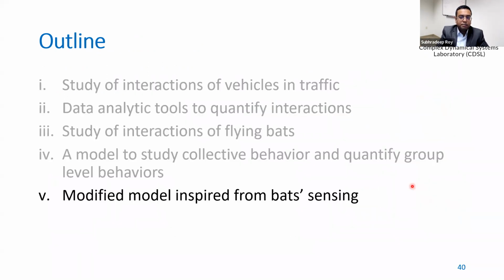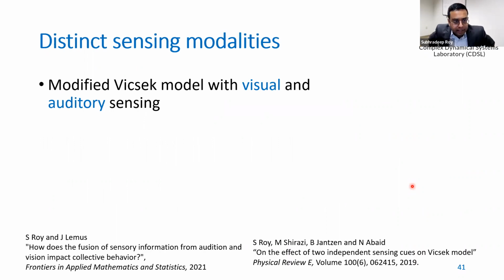So next, we're going to take this model, it's a very simplified model, and we're going to modify this model to implement bat-inspired sensing. Basically, we're going to conduct a contrastive simulation, one with visual mode of sensing, another with the auditory mode of sensing. So how are we going to implement this sensing?